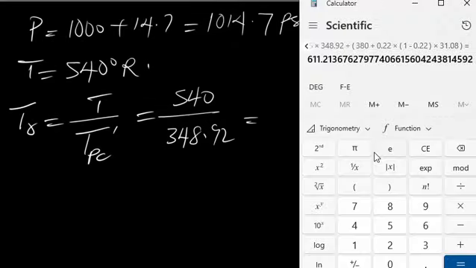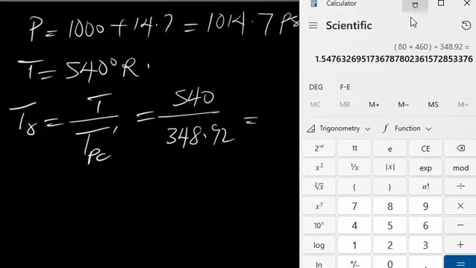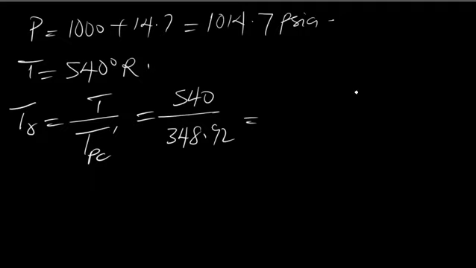Now let's use our calculator. We have 80 plus 460 divided by 348.92. So we have 1.55 in two decimal places. That's our value.